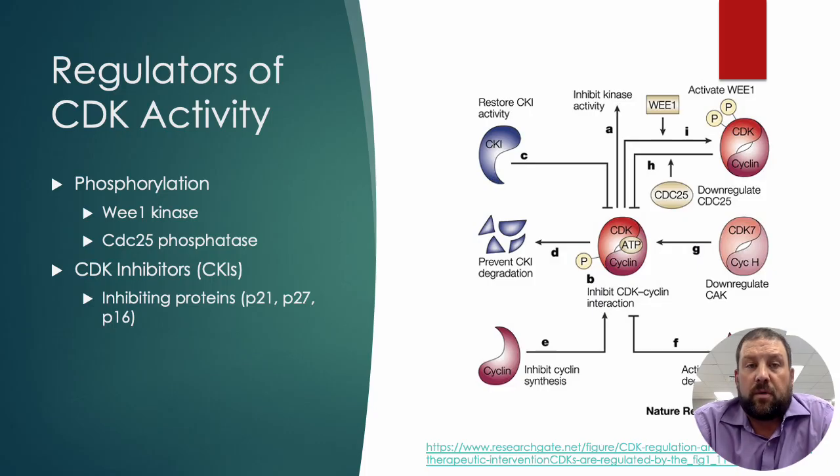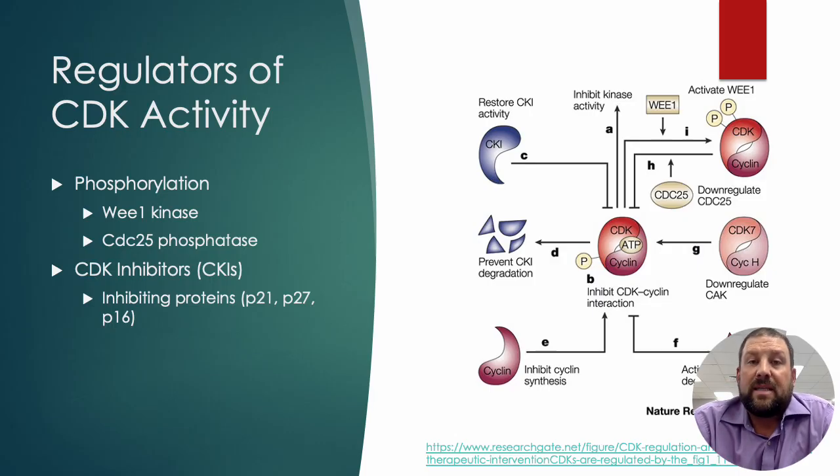All of these controls, phosphorylation by Wee1, dephosphorylation by CDC25, and inhibition by CKIs like P21, P27, and P16, all work together to keep CDKs in check. This balance ensures that the cell cycle only moves forward when the timing is correct and the DNA is intact. If these regulatory systems fail, CDKs can become overactive, which may lead to uncontrolled cell division and cancer.